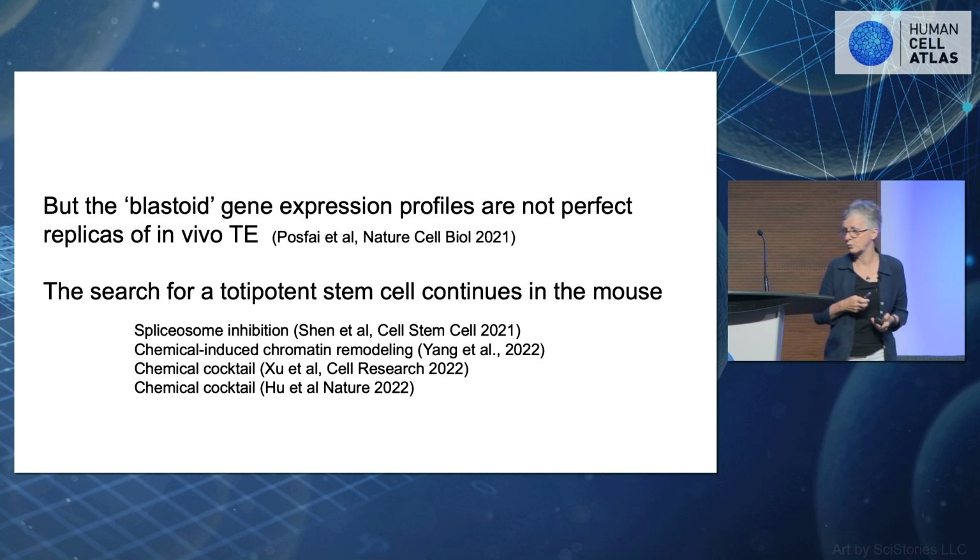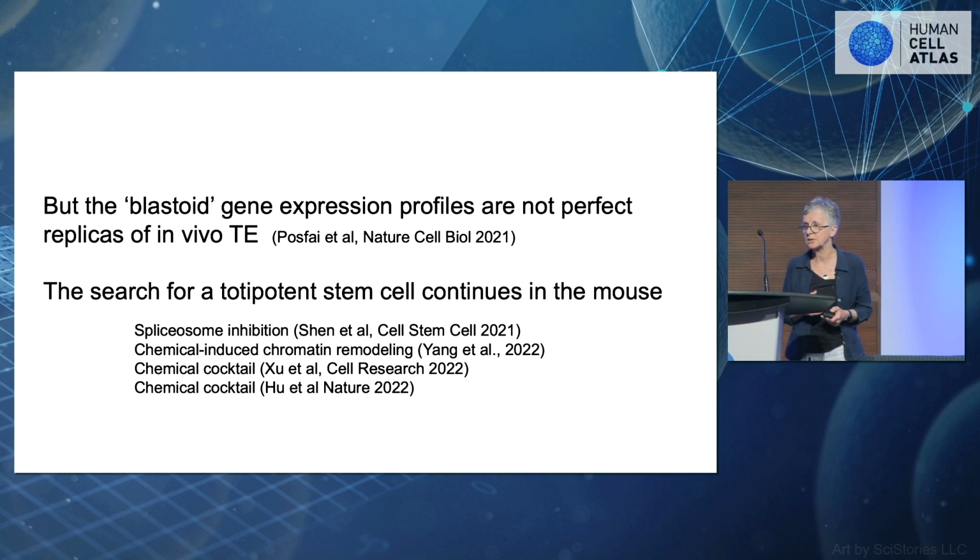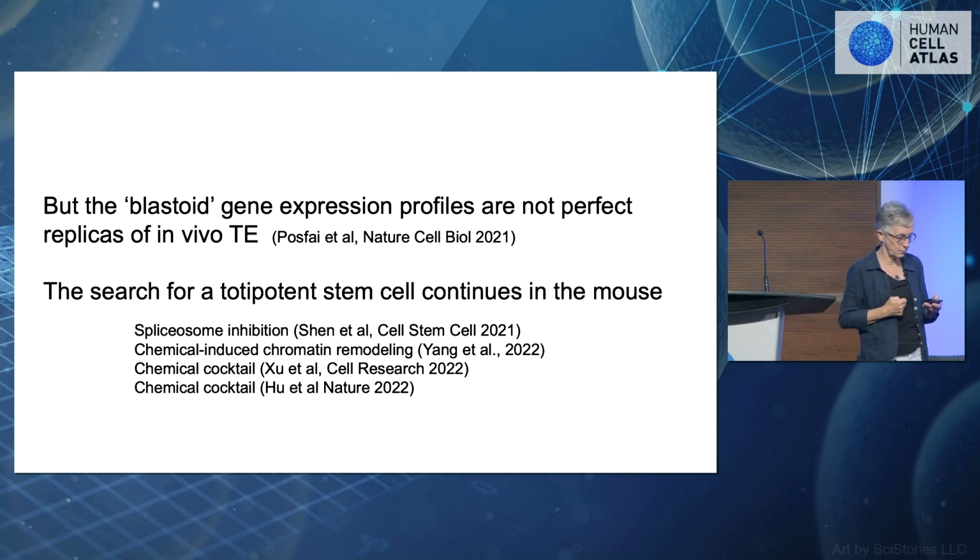There's still a lot of people working on trying to find a totipotent stem cell in the mouse. There have been a number of more recent papers showing perhaps closer to something that does reflect totipotency. But even if you look at all these papers, the final test of making robust contributions to the extraembryonic lineages still, I think, leaves something to be desired. So it's still not clear whether you can actually generate a truly totipotent stem cell from the mouse embryo.